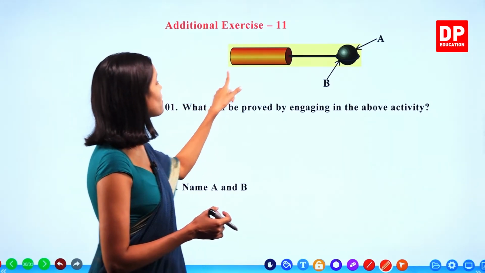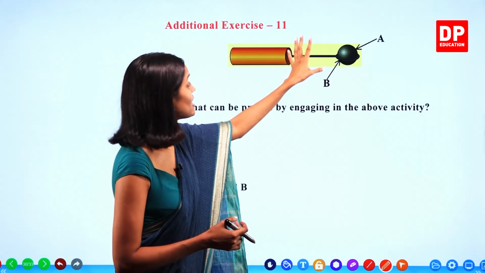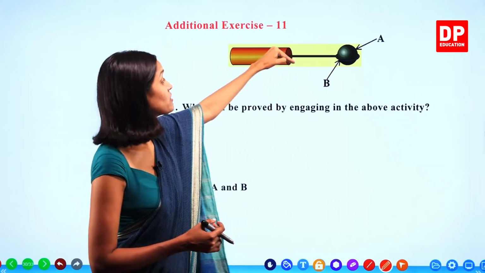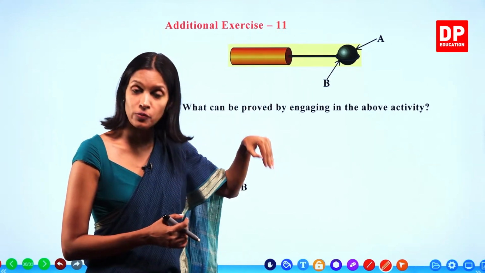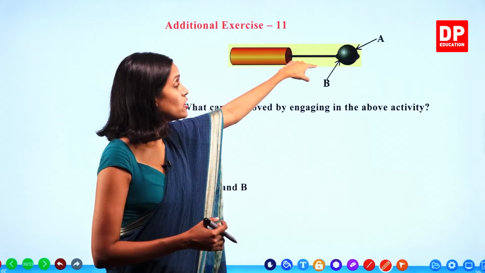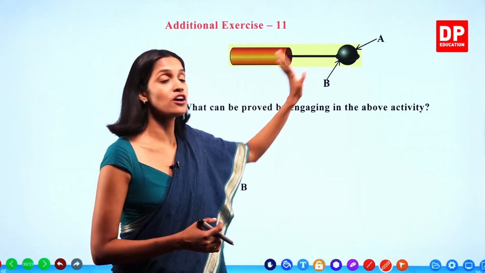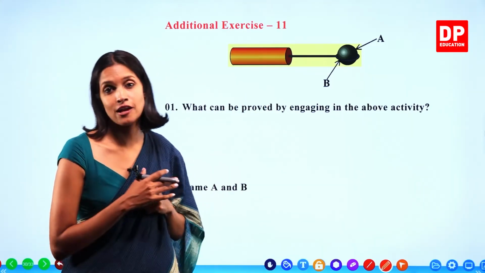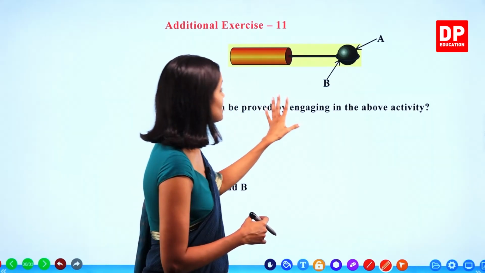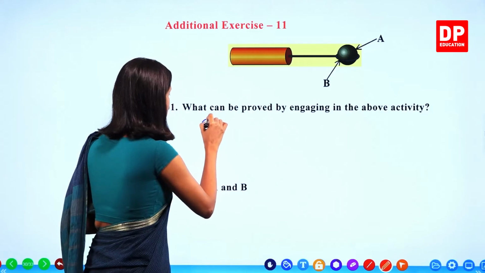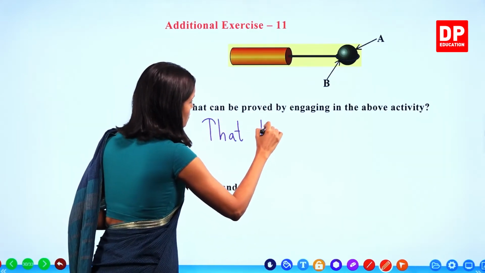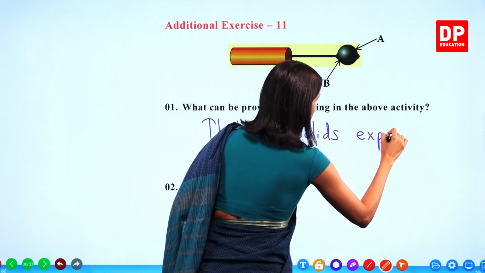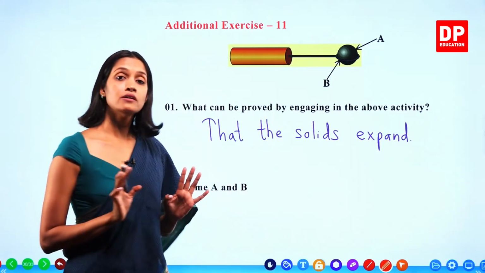So what can be proved by engaging in the above activity? When you engage in this activity, finally we can come to a conclusion. After heating the loop, the iron ball goes through the loop, which means when we heat, the loop expands. Now this loop is made of solids, therefore this is a good activity to prove that solids expand, okay? What can be proved by engaging in the above activity? That the solids expand.